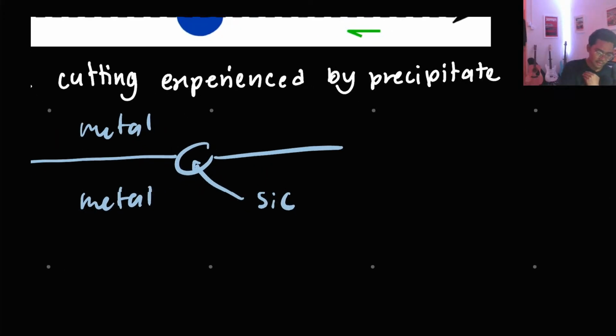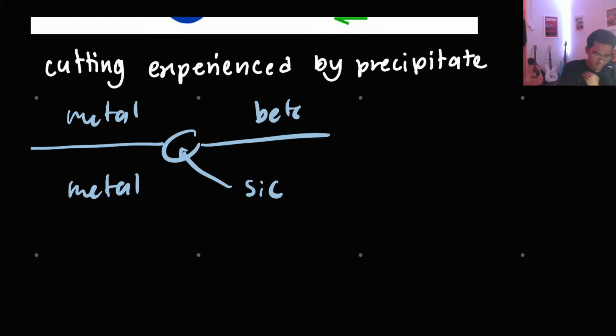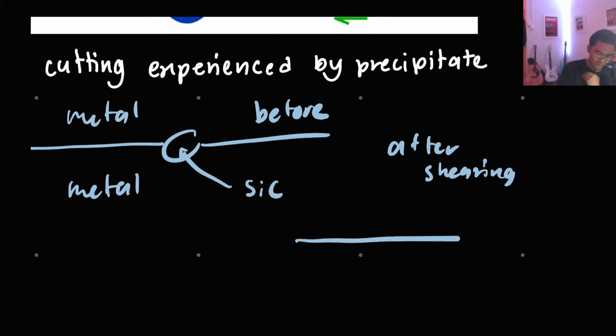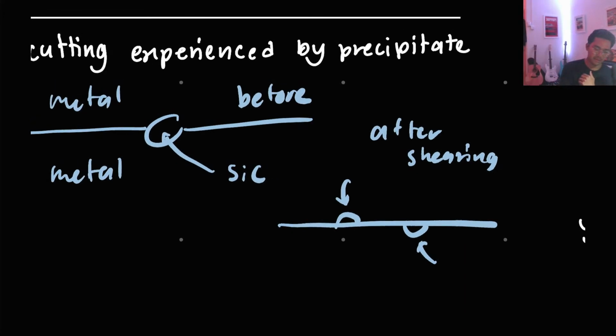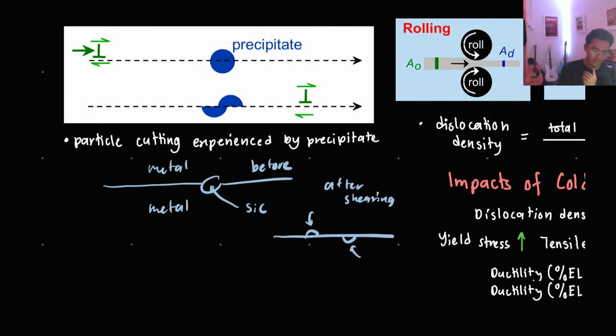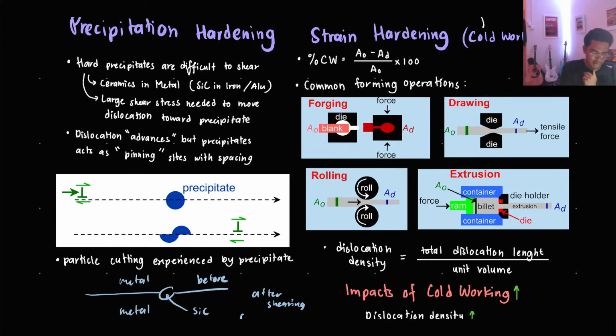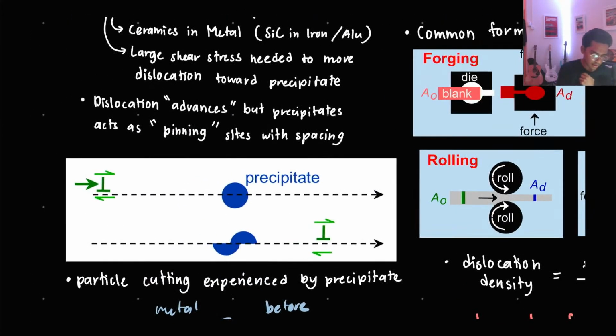So this is before. After shearing, it will look like this. One half of the silicon carbide is separated from the other half. Okay, so that is what we call precipitation hardening.